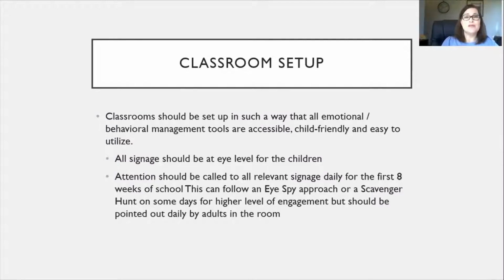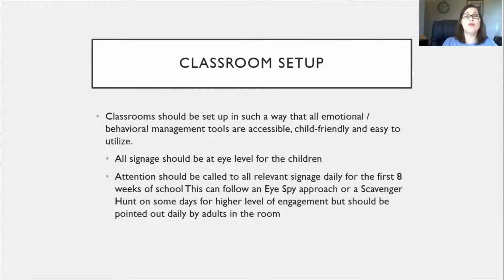With regard to your classroom setup, be sure that your classrooms are set up in such a way that all emotional or behavioral management tools are accessible, child-friendly, and easy to utilize. So for instance, if you're utilizing the zones of regulation curriculum, you want to make sure that all of your signage is at eye level for children so that they're easily able to see and access information that may prompt them to use their social and emotional communication skills.